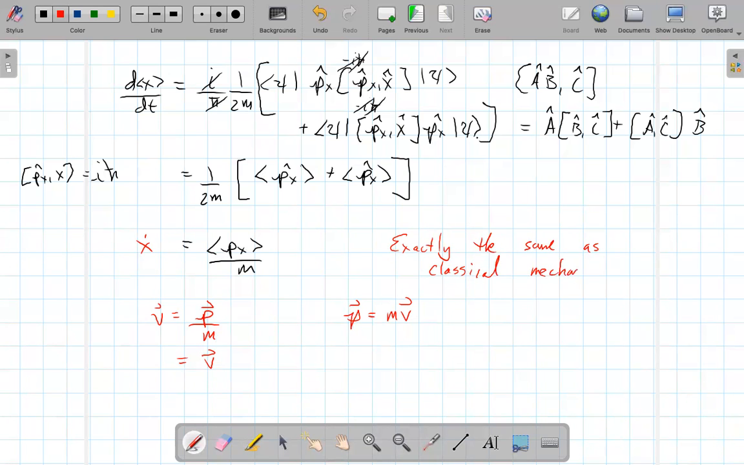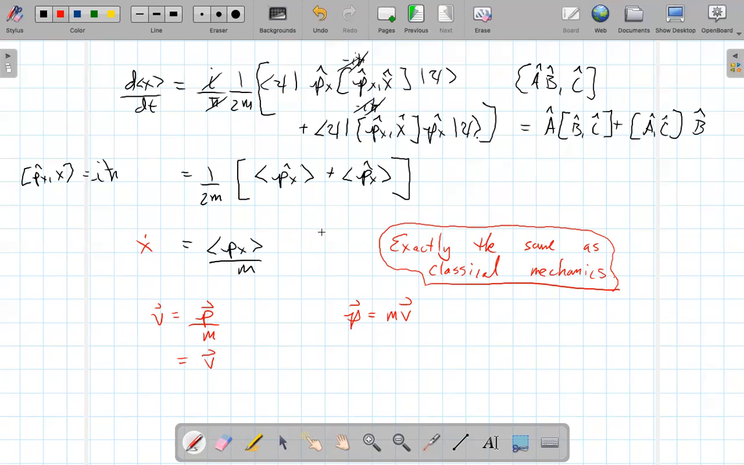Now, let me ask you a question. Just because the expectation value or the average value of the position evolves in time just like classical mechanics does, just like the velocity, does that mean a single particle will evolve this way? No, absolutely not. That's right. Basically, each particle is going to do what it wants to do, but a collection, an ensemble of them together, will evolve in time just like classical mechanics.